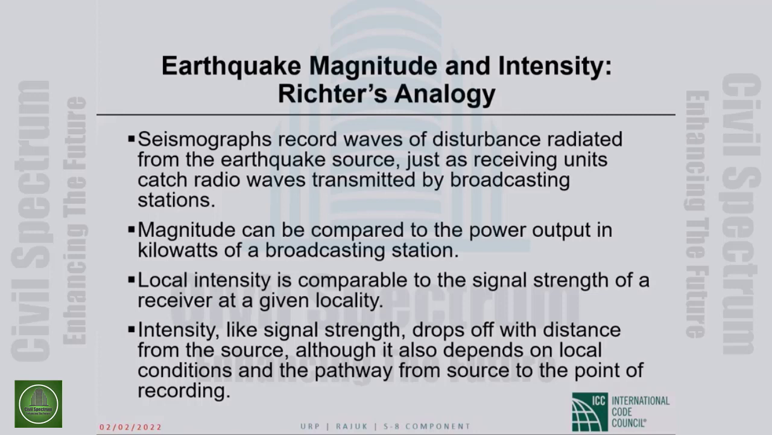So intensity, like signal strength, drops off with distance from the source, although it also depends on local conditions and the pathway from the source to the point of recording. That also has an effect. What are the signals coming through? Are there mountains in between and things like that?